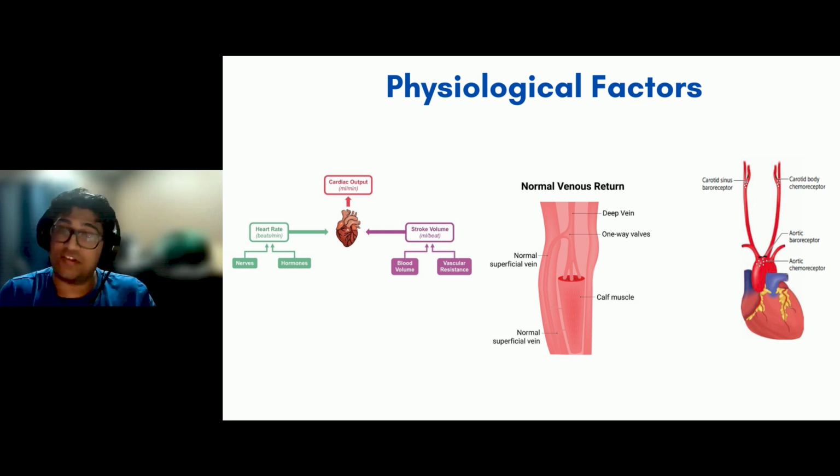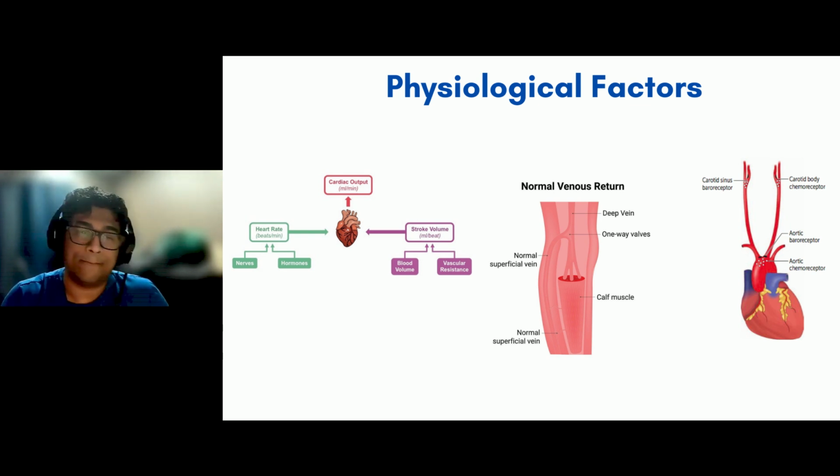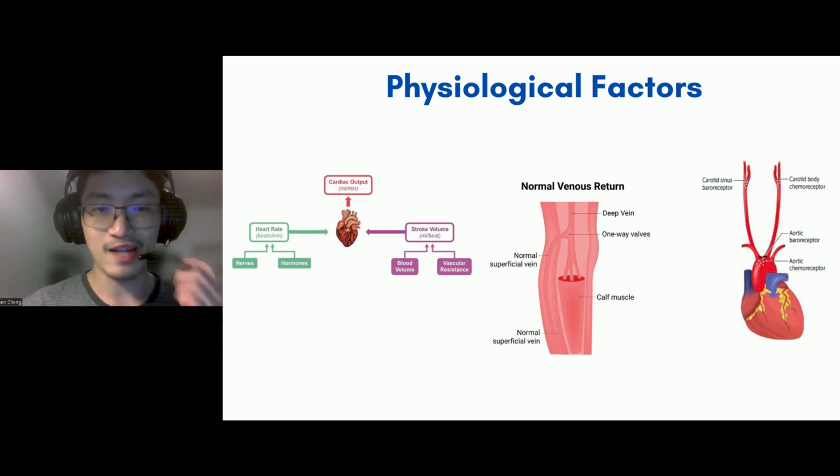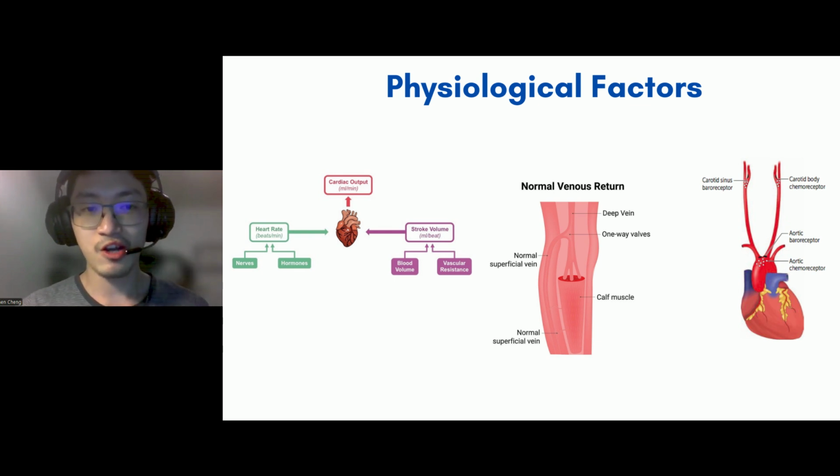So there are physiological factors that control blood pressure, and there are also modifiable and non-modifiable factors that affect it as well. Physiological factors include cardiac output, vascular resistance, heart rate, stroke volume, venous return, baroreceptors, hormones, and the kidneys.